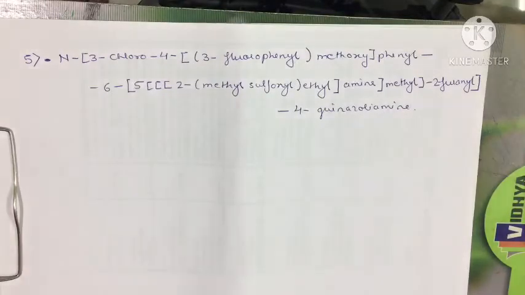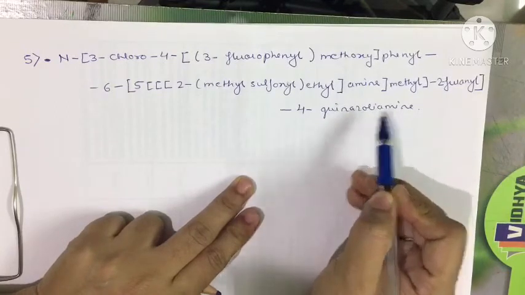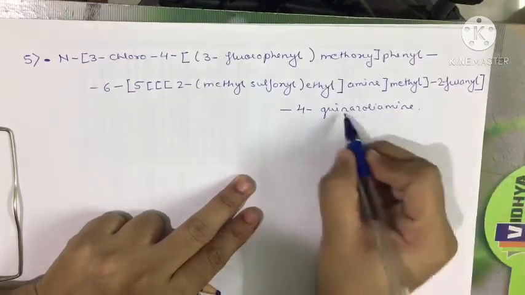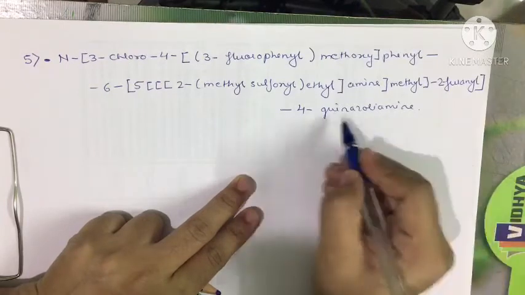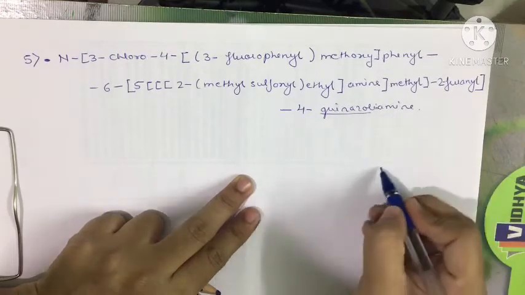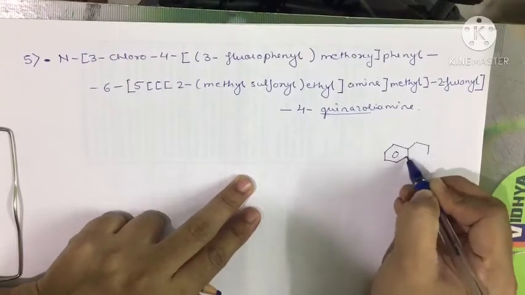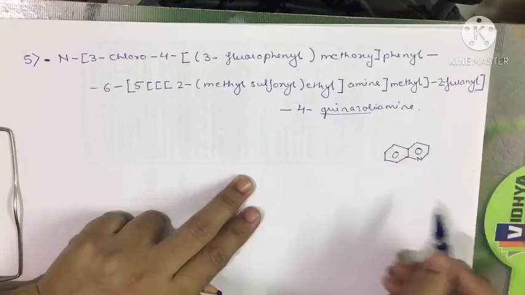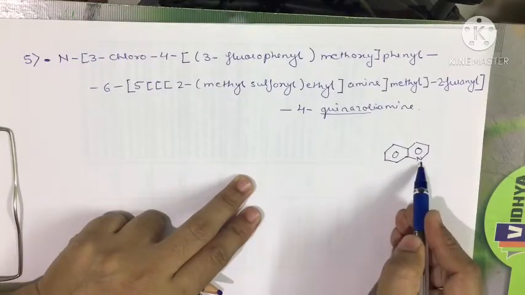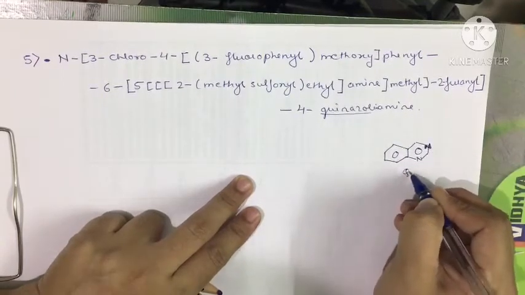Now here I have another huge IUPAC name, so we will try one more IUPAC name. Let us start from the end. We are having quinazole amine. 4-quinazole amine. So what is the structure of this quinazole amine? Let us draw the structure of first quinazoline. So what is this quinazoline? We all know the structure of quinoline. Quinoline is benzene ring fused with pyridine. So it is quinazoline. Benzene ring fused with pyrimidine is quinazoline.